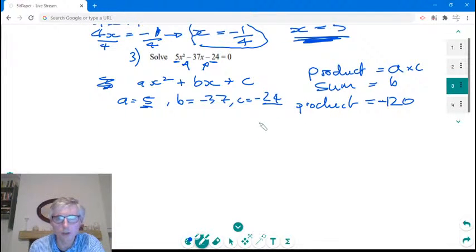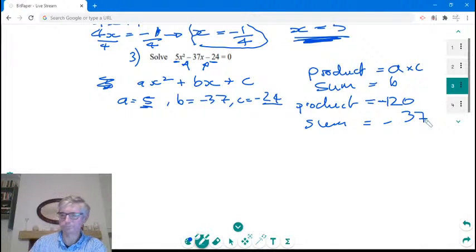The other one is, we've got a sum, which is the minus 37 there. So what we're going to do then is try and find two numbers which multiply to give us the minus 120 and add to give us minus 37. That's fairly tricky to do, so it's just a case of playing with numbers.